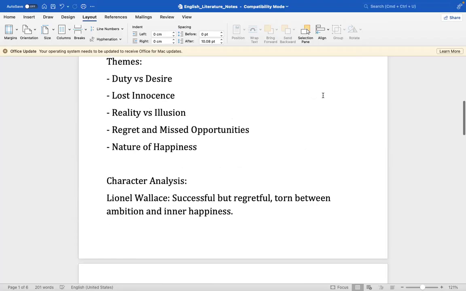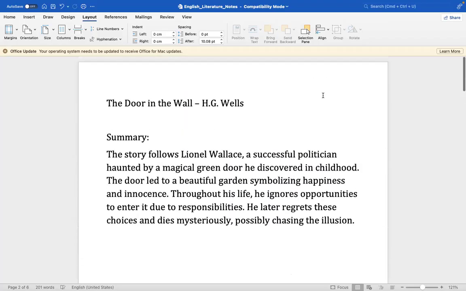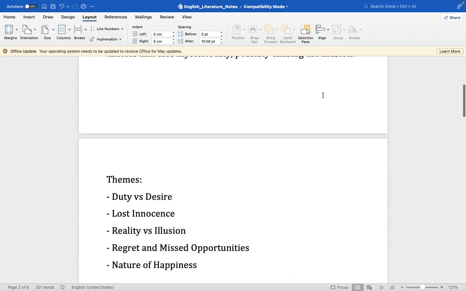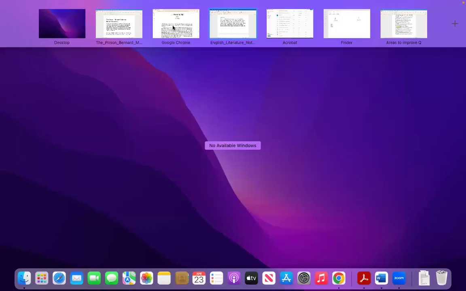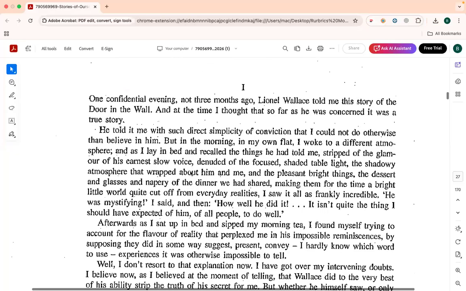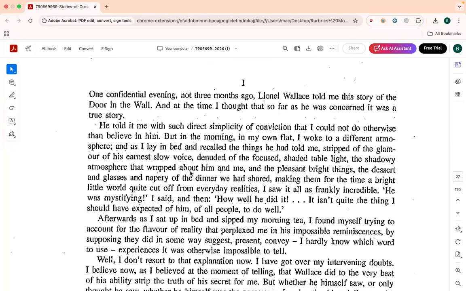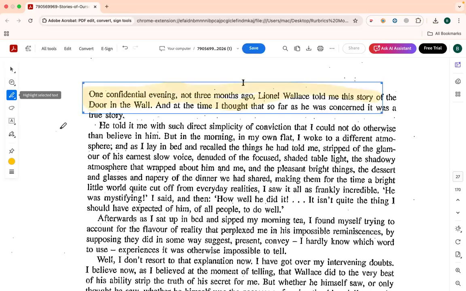And then let's look at an extract of this short story, and we'll see how the story has opened up. Should I highlight it? Yes. We'll just read the first two paragraphs of it.